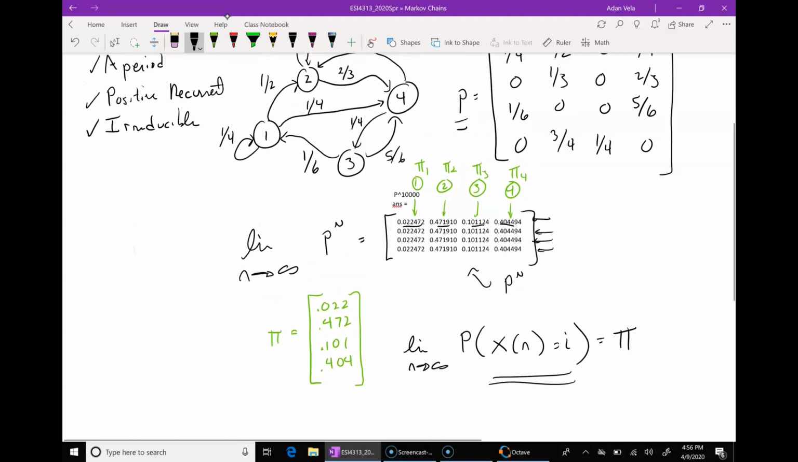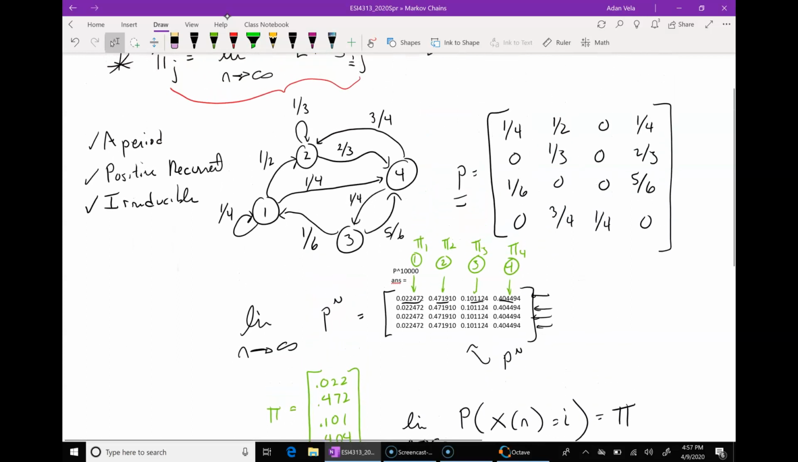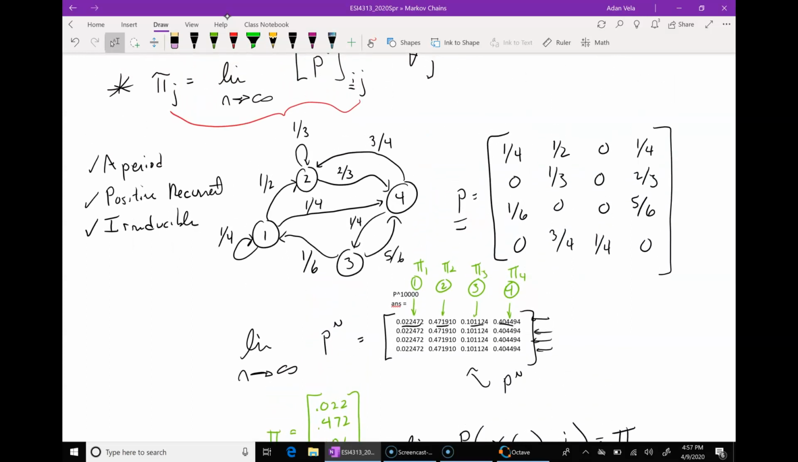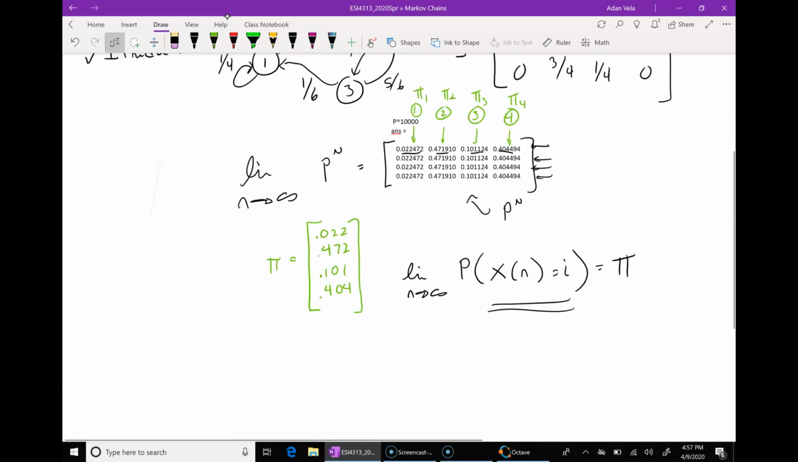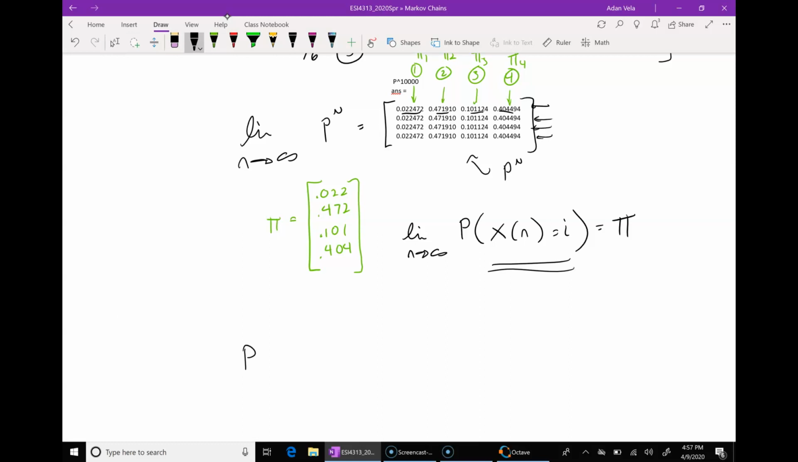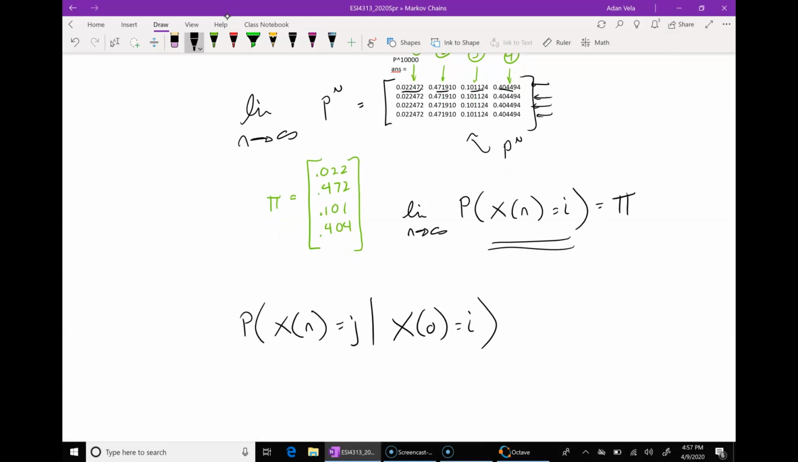Now, the neat part about it is it doesn't matter where we start, okay? So again, normally we would use P_ij to the n. Let's write this more formally. Let's say I wanted to calculate the probability that X of n is equal to j, given that I started at i. And normally what you would do is take p to the nth power and pull out ij.